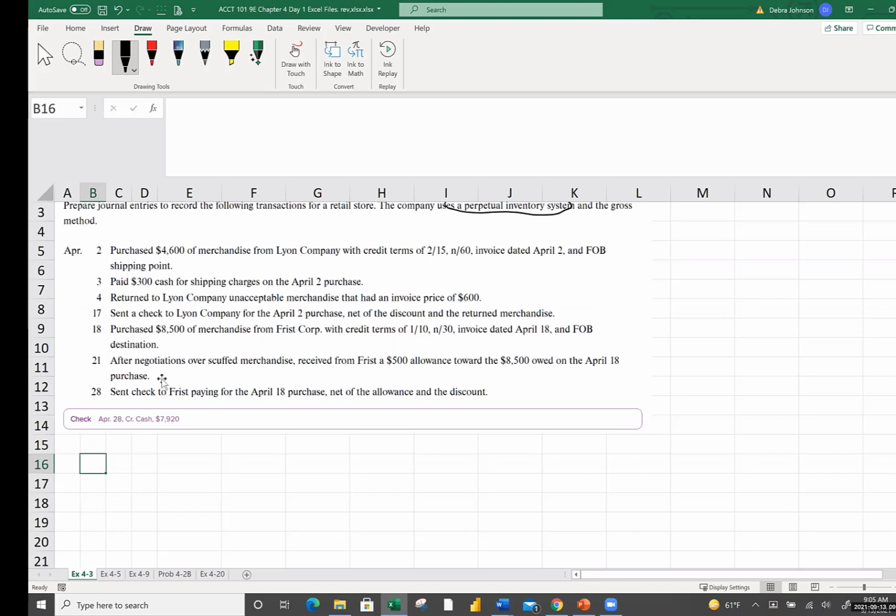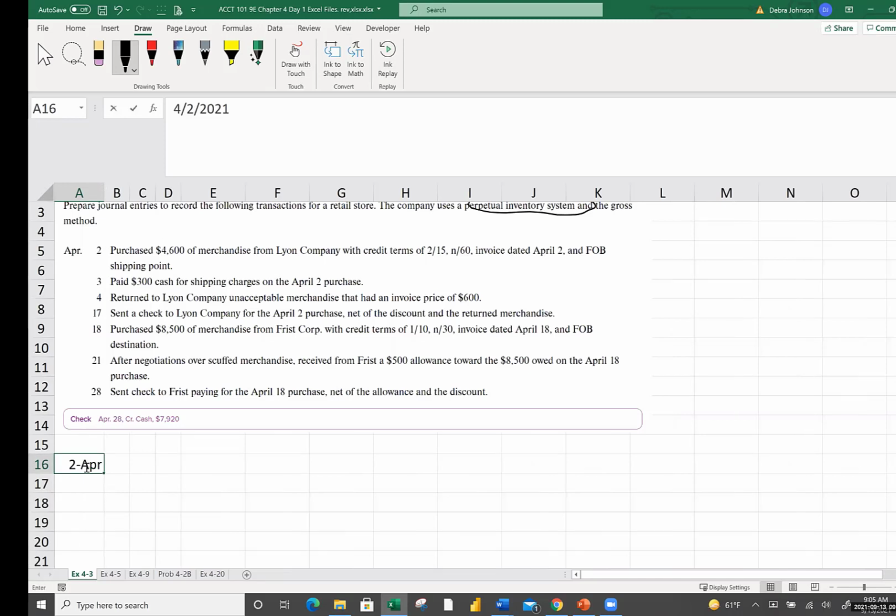So let's date this. I'm going to do April 2nd. And to keep that from coming out funky, you may want to put a space in front of the April. I think I'll do that. Otherwise, Excel will put it in a date mode. So again, if you put a space in front of whatever you're typing in, Excel won't put it in that weird date mode. And we bought $4,600 worth of merchandise.